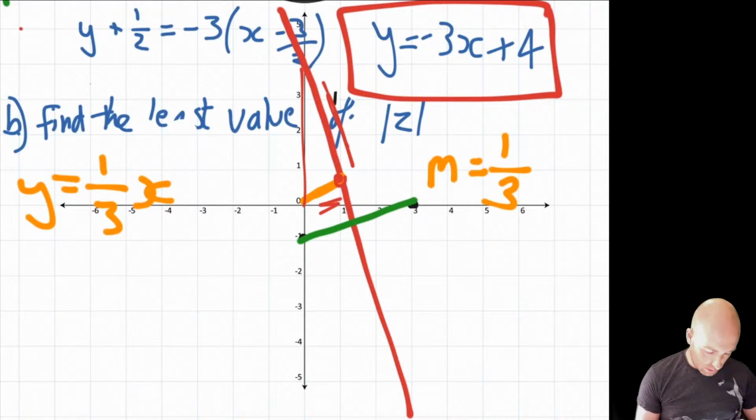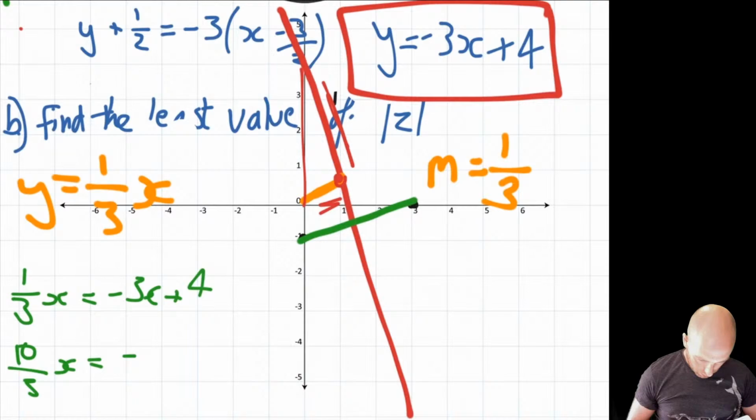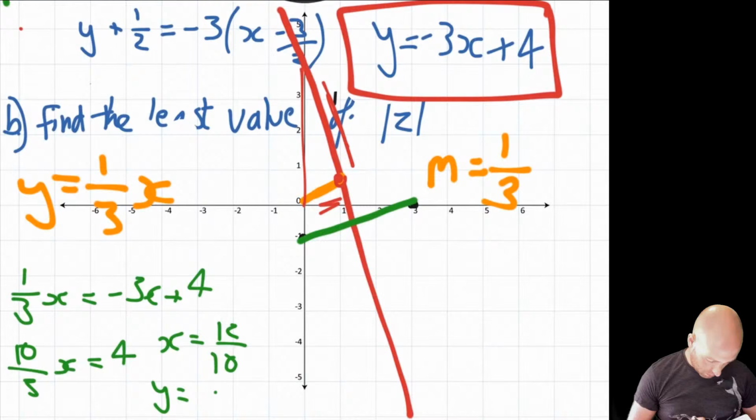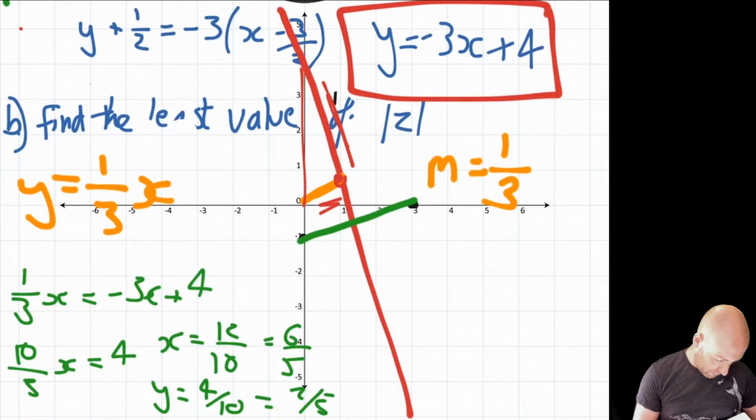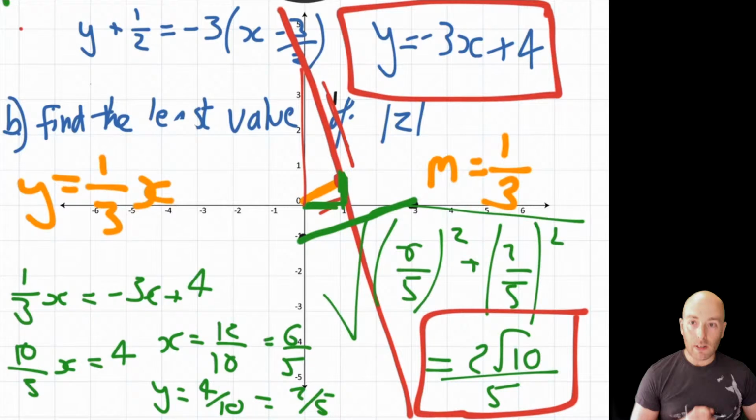Cool. If I set these equal to each other, 1 third x equals minus 3x plus 4, so 10 over 3 x equals 4, so x is 12 over 10. Therefore y is a third of that, so y is 4 over 10. That's 6 fifths, 2 fifths. So across here is 6 fifths, up here 2 fifths. So 6 fifths all squared plus 2 fifths all squared, square root the whole thing, and we get 2 root 10 over 5 as the least value of the modulus of z.